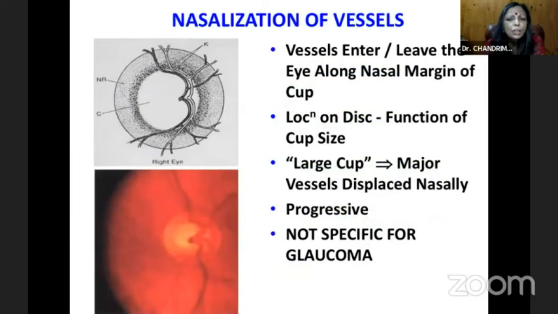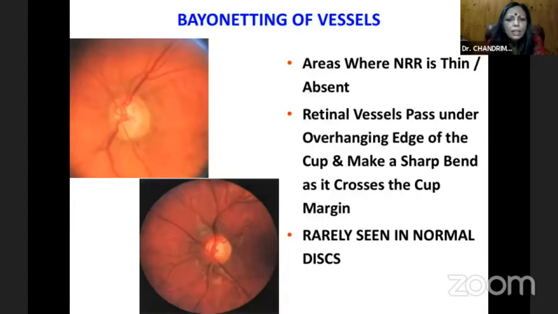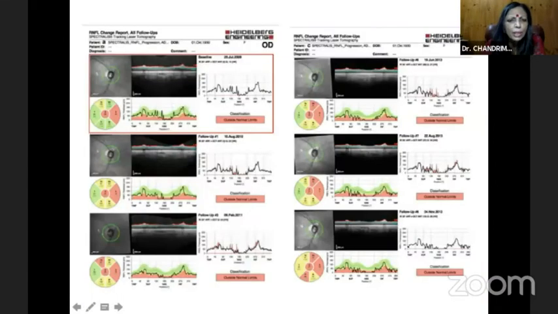So nasalization of the vessels, that is also another sign that you need to look for when you're doing disc evaluation. And areas where there is thin or absent neuroretinal rim, that needs to be looked for. This is a picture I got from the forum where you can actually view together the visual fields, the OCT and the optic discs. And actually you can correlate all three and come to your diagnosis. It's rather useful in clinical practice.